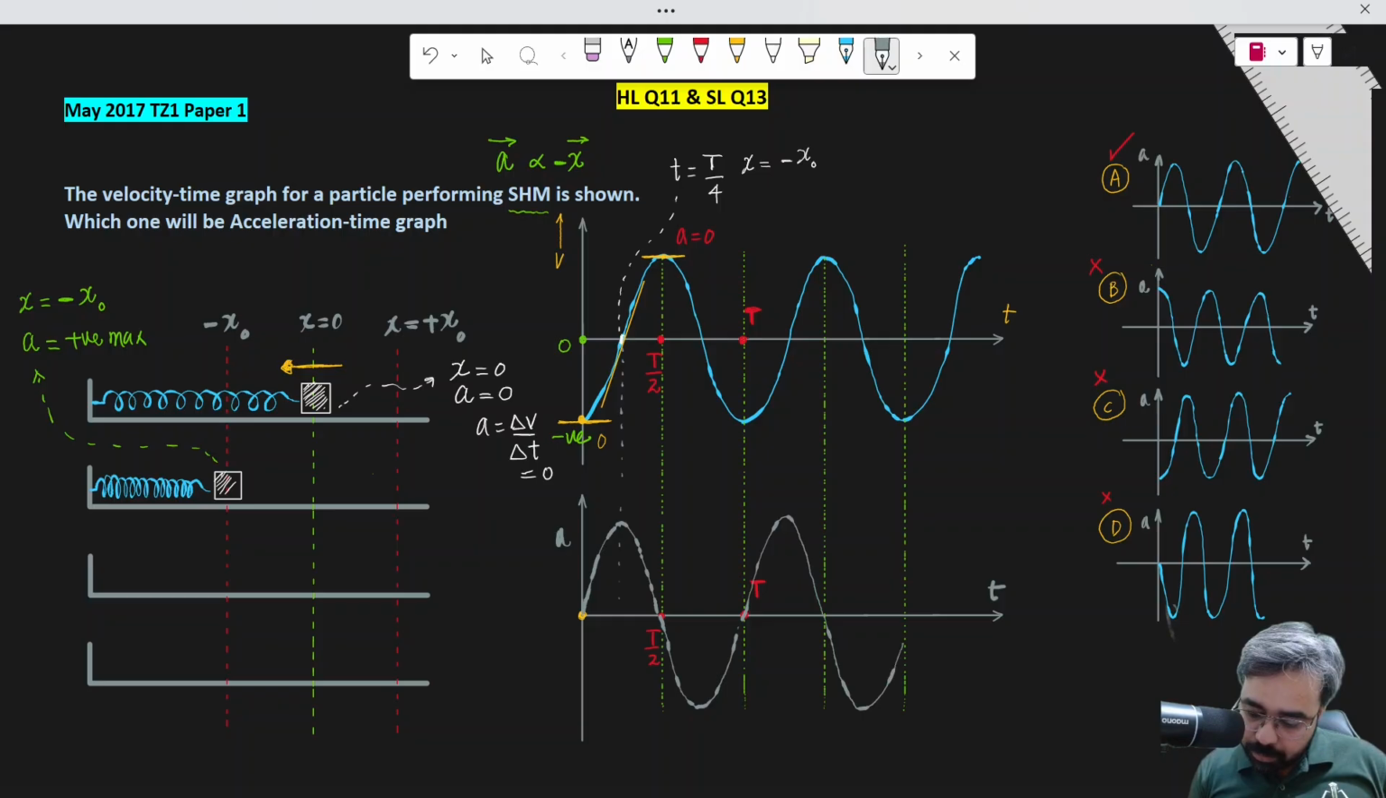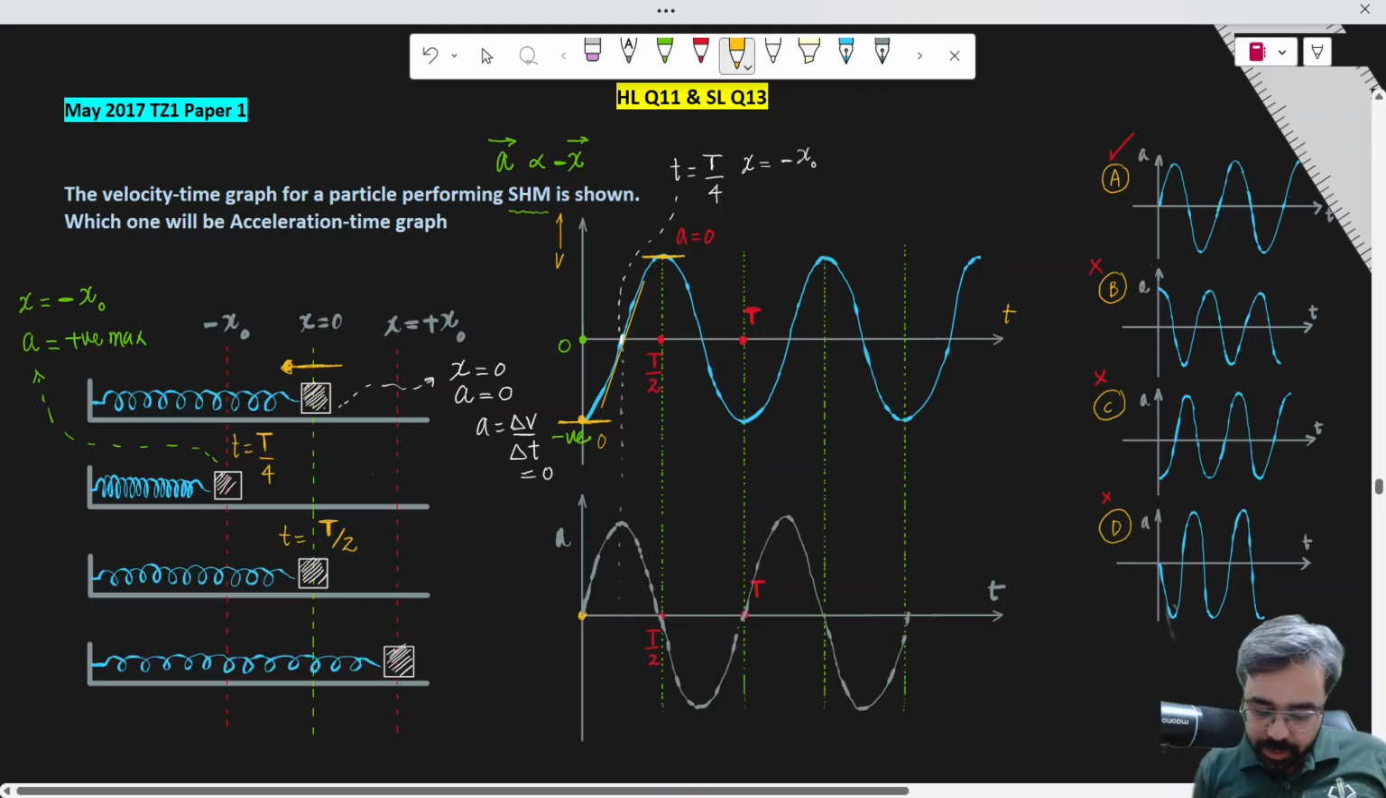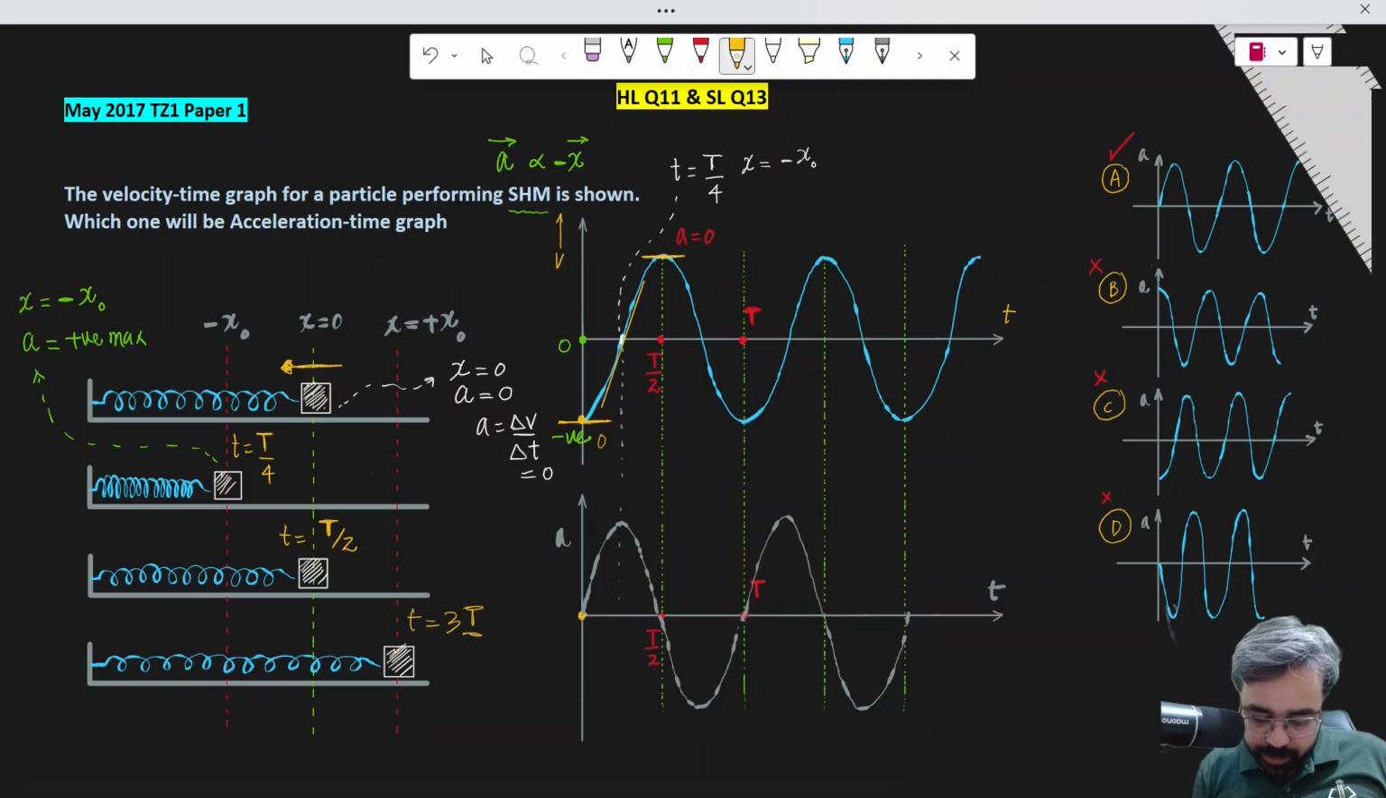And how will the particle change its position? These are the different positions, and I'm going to show you the instantaneous times as well. After a quarter of the time, it will return to its equilibrium position, and that will be the completion of one oscillation of this SHM. And these are the graphs, and I hope you understand the whole answer.